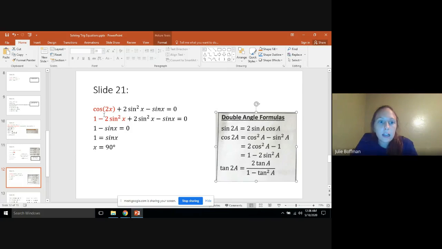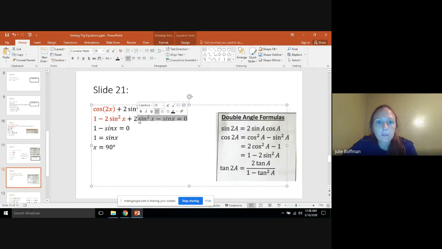So we replace that. We don't really need parentheses because there's nothing in front of it to multiply. So we replace cosine 2x with 1 minus 2 sine squared x. And then we see that we have a negative 2 sine squared and a positive 2 sine squared, so those cancel. The second term and this third term. So you're left with just 1 minus sine x. Now to solve that, I would suggest doing plus sine x, so you have a positive. You could subtract 1 and divide by a negative if you want to do that as well. But you end up with 1 equals sine x.